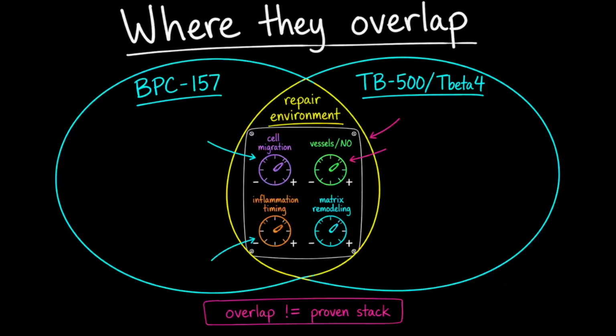The shared zone here is cell movement, as well as vessel behavior, things like inflammation timing, as well as matrix remodeling. So BPC-157 maps more naturally to vascular, repair cell, matrix, and barrier signaling, whereas TB-500 maps more naturally to actin migration and thymosin beta-4 vascular-related repair biology. So they do have quite a few similarities, but their initial mechanism is different.